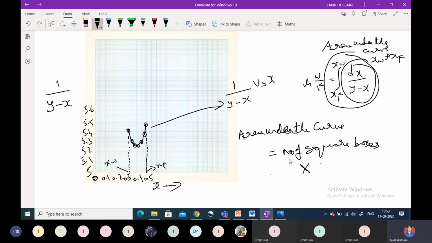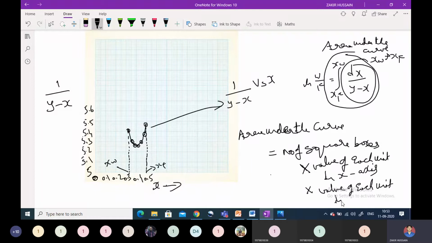So in this one, the area is the number of square boxes into the value of each unit in the x-axis, multiplied by the value of each unit in the y-axis. So each unit represents this one. Since this is 0.1, each unit will have 0.01. So in the x-axis it is 0.01.